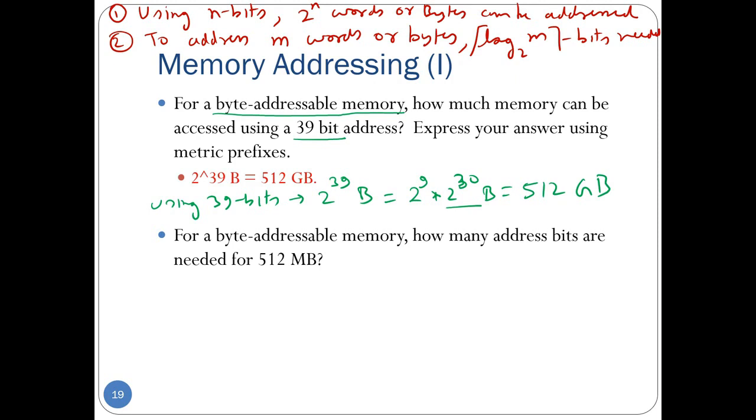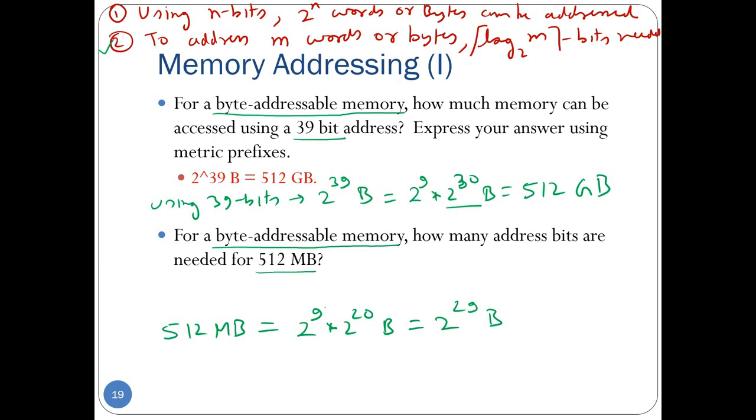The second problem here is again giving us a byte addressable memory, but the total size of the memory is given, it's 512 megabytes, and we need to figure out how many address bits would be needed. So now we will be using this second rule here because we are given the size of the memory. So 512 is 2 to the power 9, and mega is 2 to the power 20, so this is 2 to the power 9 into 2 to the power 20 bytes, which is 2 to the power 29 bytes.